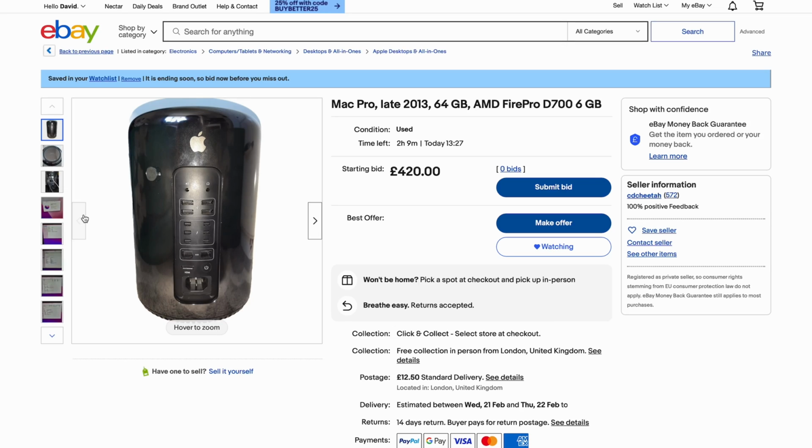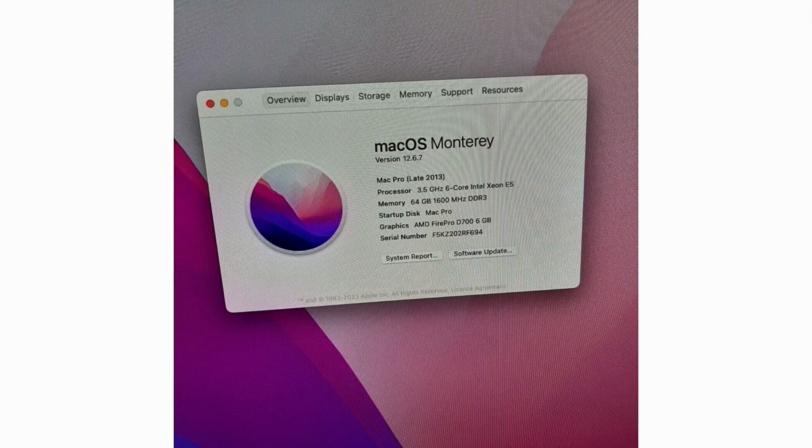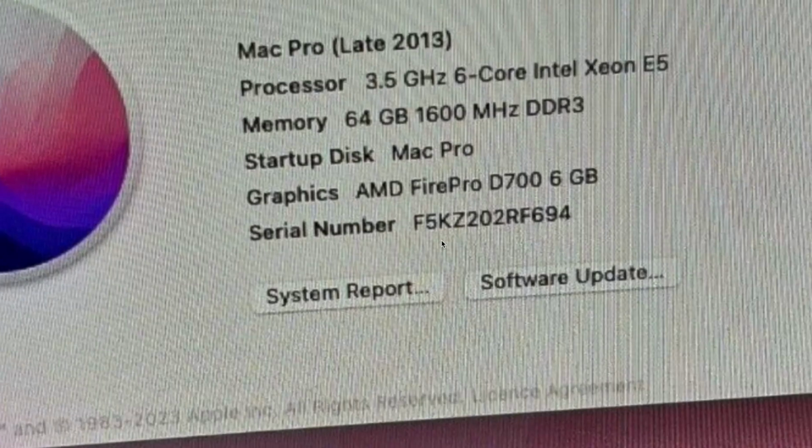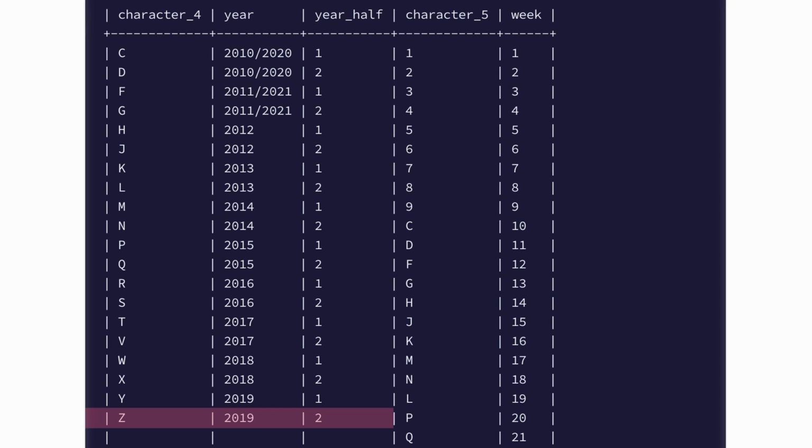So moving on then to the final choice. This is the 6-core model with 64 gigs of RAM, that is the wrong type of RAM, £420. And if we look at the serial number there, we can see characters 4 and 5 are Z and 2. So that puts us into the second half of 2019 and the second week of that second half of 2019. So that's week 29 in the year. That must have been one of the last Mac Pros ever manufactured of this type.